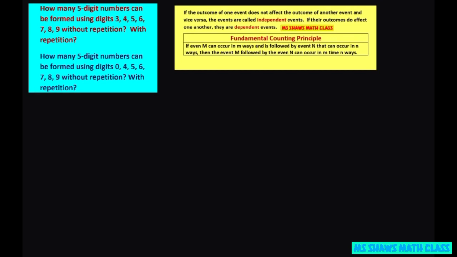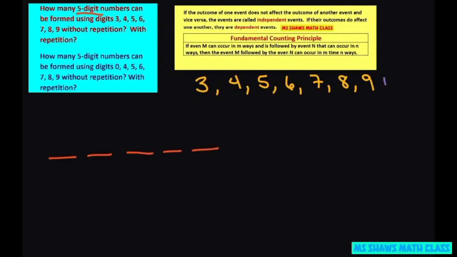So for the first one, let's write out our digits: 3, 4, 5, 6, 7, 8, and 9. And I think what confuses some students is we want 5-digit numbers. So we want 1, 2, 3, 4, 5. This part here is no different than saying A, B, C, D, E, F, and G. So if I said how many 5-letter combinations without repetition can you form, you would choose from here. There's 7 of these letters.